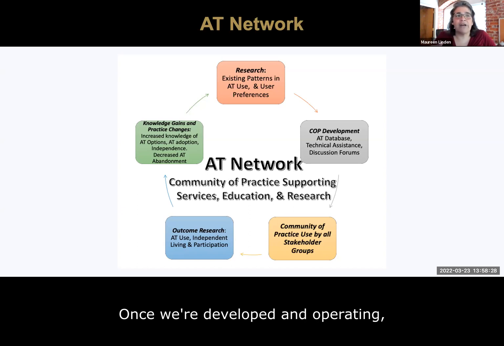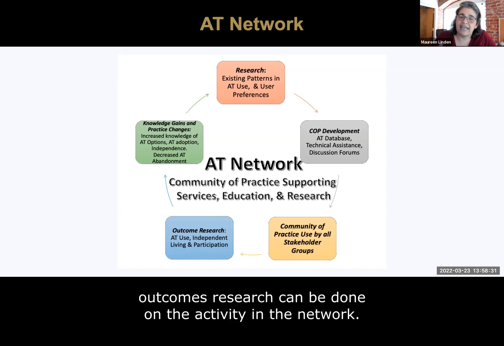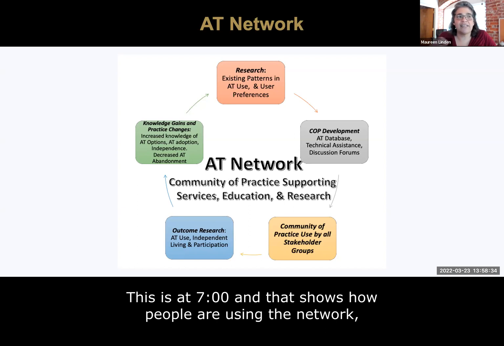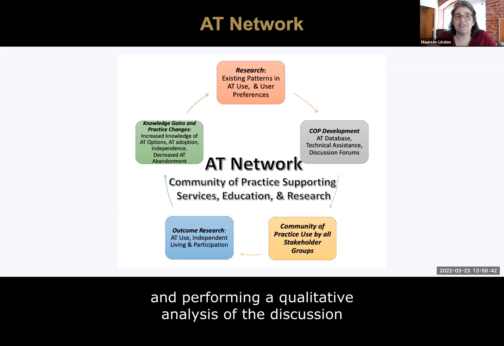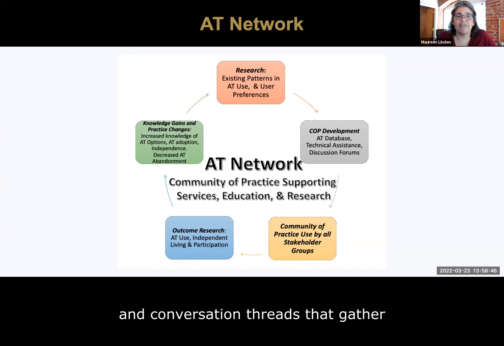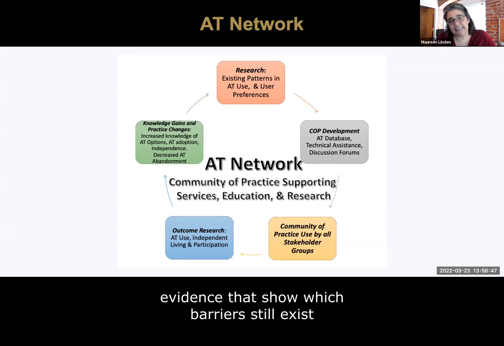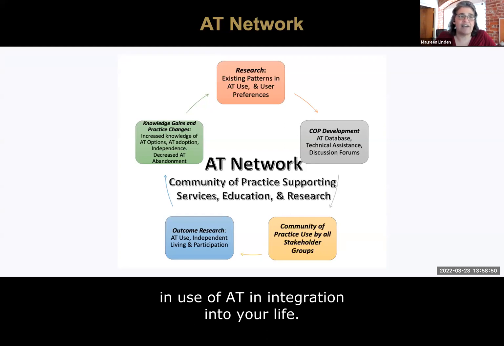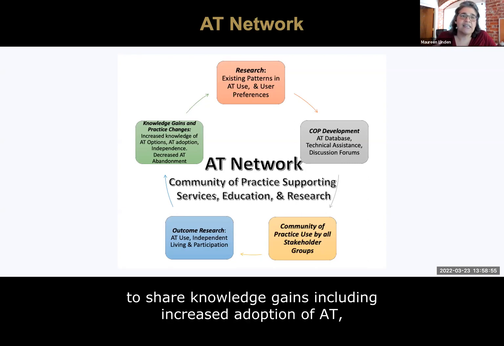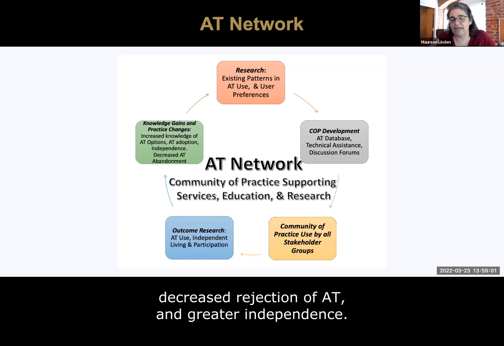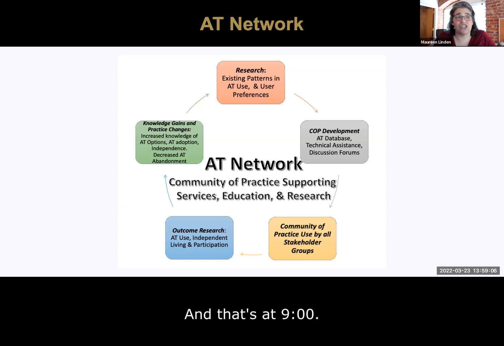And once we're developed and operating, outcomes research can be done on the activity in the network. This is at 7 o'clock, and that shows how people are using the network, what technology and features were commonly selected or questioned, and performing a qualitative analysis of the discussion and conversation threads that gather evidence that show which barriers still exist in use of AT and integration into your life. And so ultimately, we hope that all of this activity allows us to show knowledge gains, including increased adoption of AT, decreased rejection of AT, and greater independence. And that's at 9-ish o'clock.